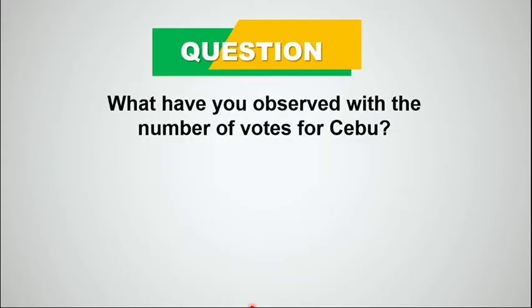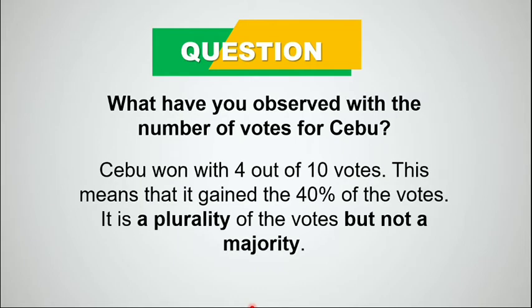Now, what have you observed with the number of votes for Cebu? Cebu won with 4 out of 10 votes. This means that it gained 40% of the votes. So it is a plurality of the votes, but not a majority. When you talk about majority, the number of votes should be over 50%. When you talk about plurality, it could be not a majority, and it only means that the particular choice received the highest number of votes among the others.